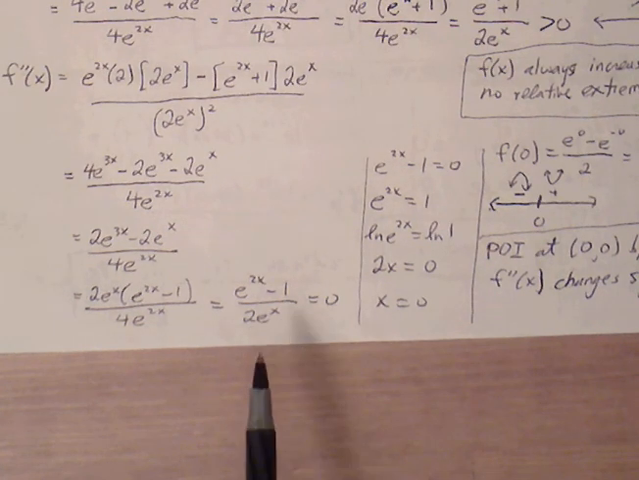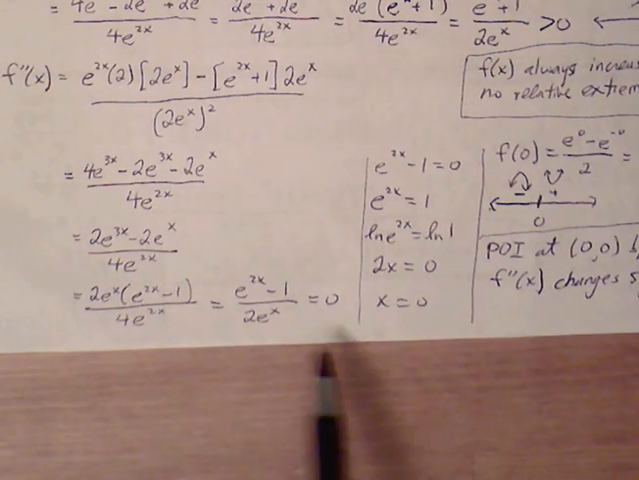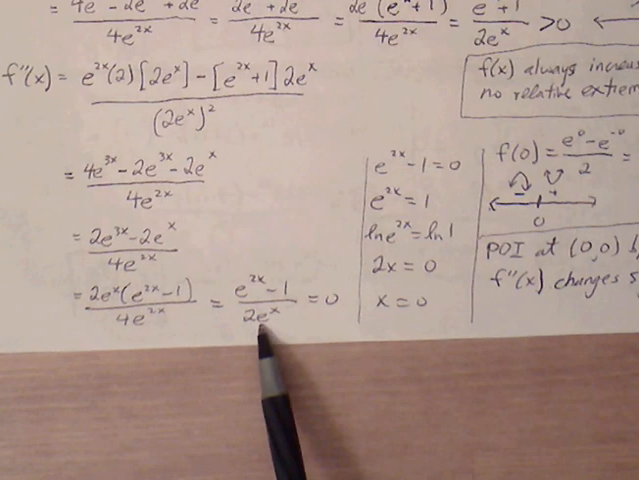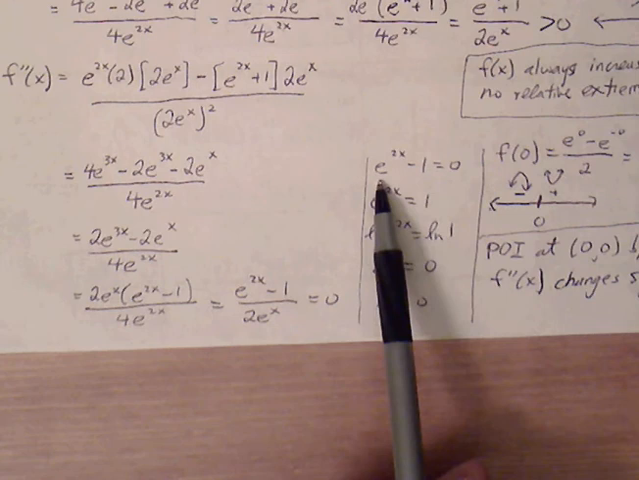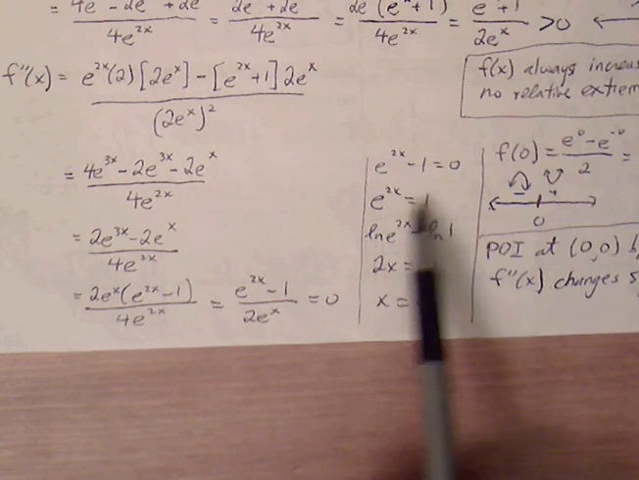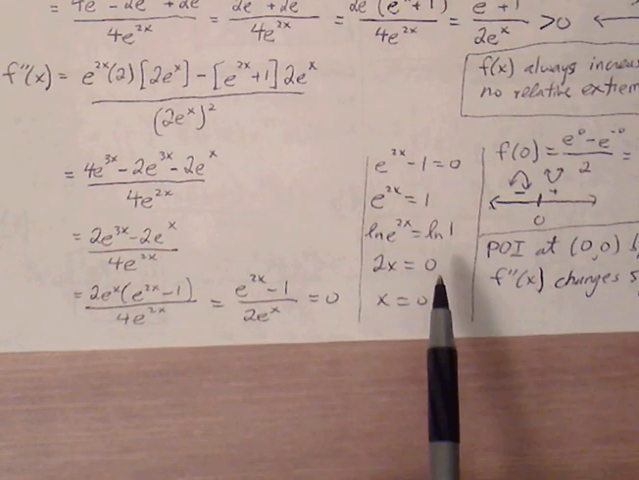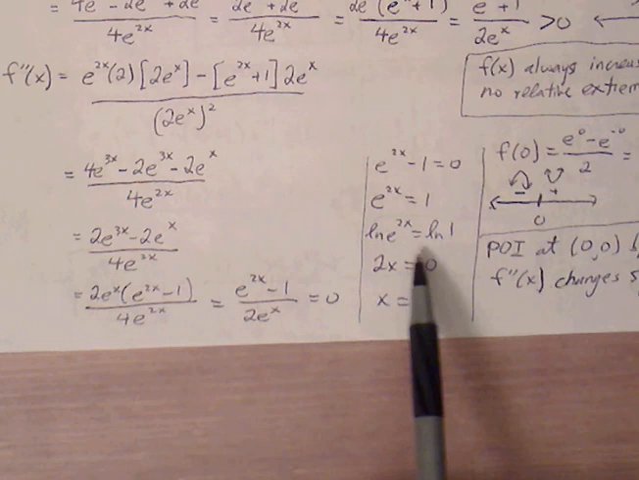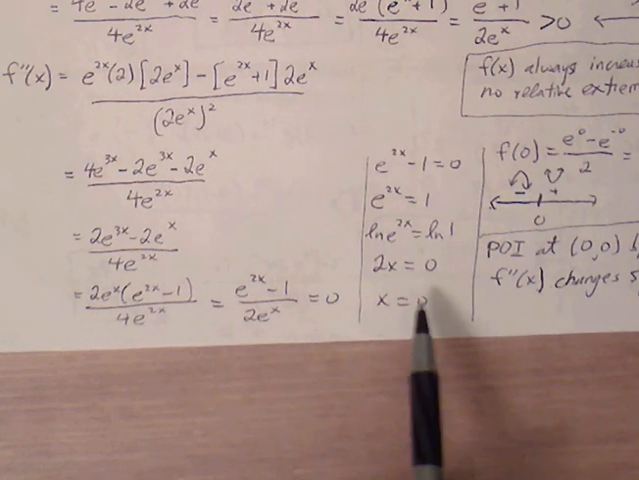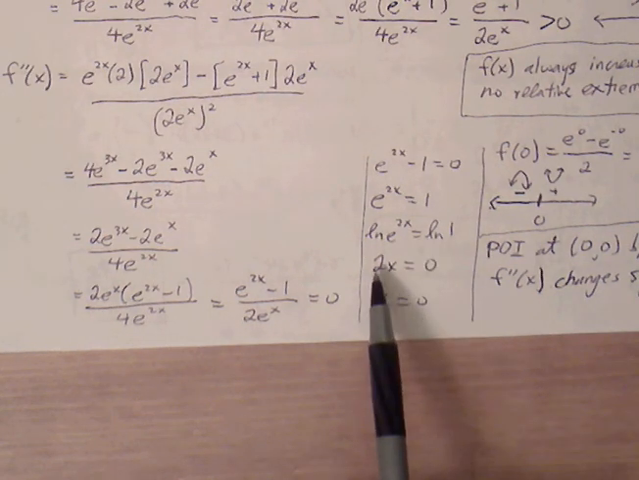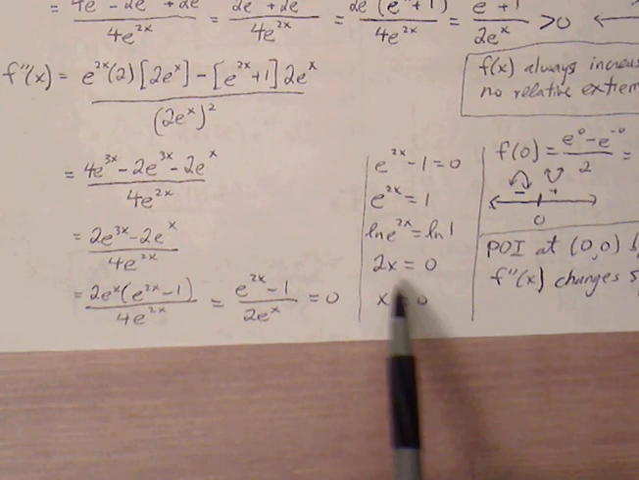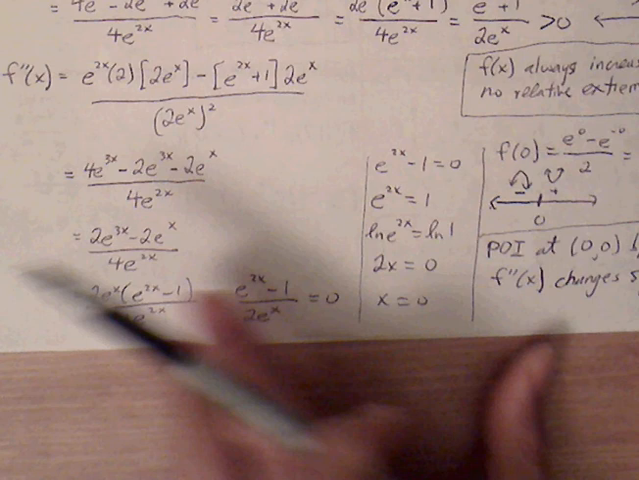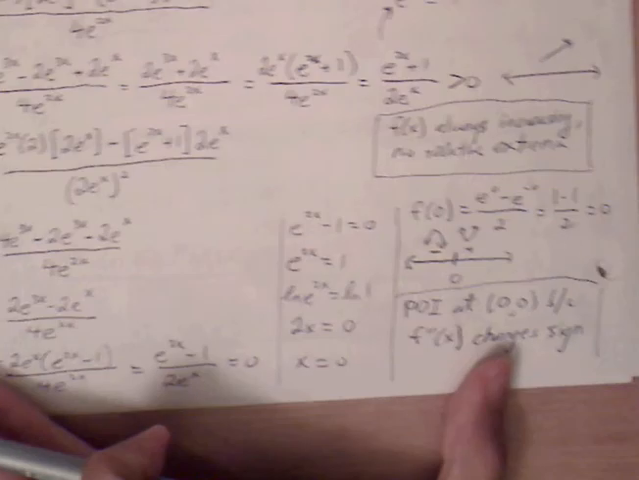Again, consider the numerator and denominator for critical points. The denominator will not produce a critical point, but the numerator, we're going to set equal to 0 and see what we get. e to the 2x minus 1 is equal to 0. e to the 2x is equal to 1. Take the natural log of both sides. Once we have that, the 2x can come down in front. Natural log of e cancels out. Natural log of 1 is 0. Solve for x, we get x equals 0. So our critical point is 0.